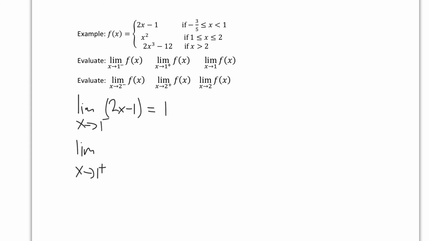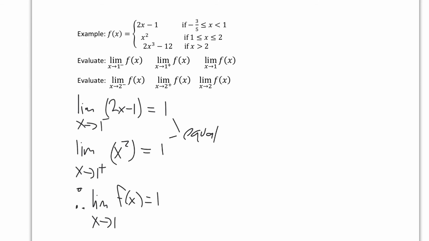It's greater than 1, but it's close to 1. So it's going to be the x squared. 1 squared, of course, is 1. These two are equal. And so therefore, the limit as x approaches 1 over all of f(x) exists and it equals 1.